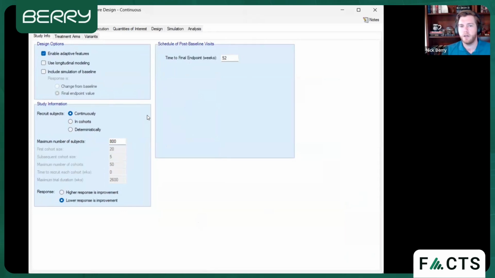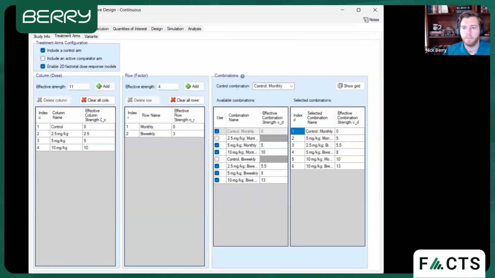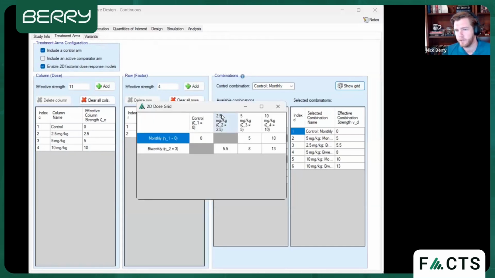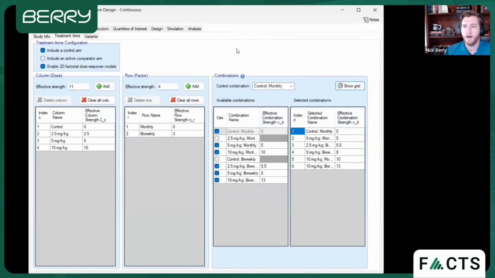So on the front page, I've set up 800 patients with a 52-week endpoint. That's really all I did here. I said lower response is improvement because we don't want people to have high changes here. I've set up a 2D dosing model, which I didn't have to do, but I did. And so I can show you the grid that comes out of this. You can see there's magnitude of doses and then frequency of getting those doses. And I assigned some values to those, but we're not going to actually use the dose response model. So you could just think of this as a control and 5 separate doses that show up like this, which is exactly what I said before.